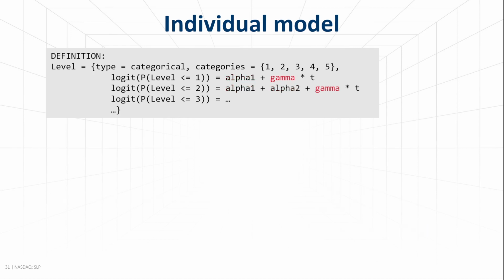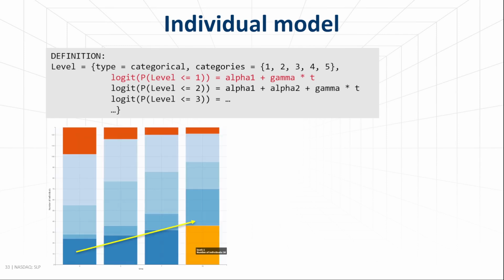Parameter gamma describes the dependence on time. In a general case, it could be either positive or negative. But let's see if we can say something more in this case. So let's look at the cumulative probability for level less or equal to 1. Data shows that the number of individuals with pain level 1 increases over time.